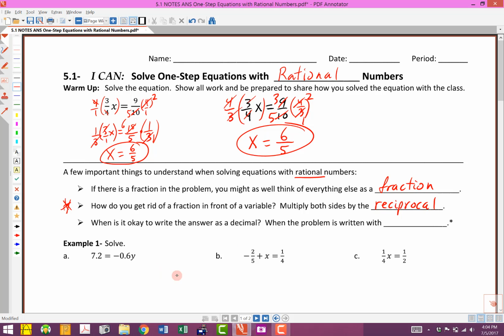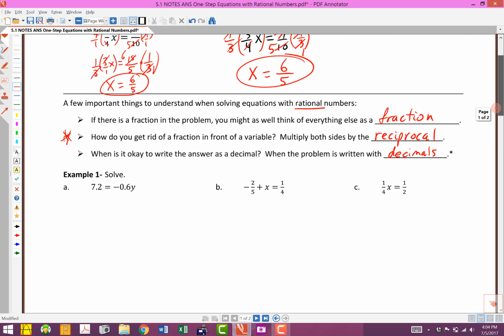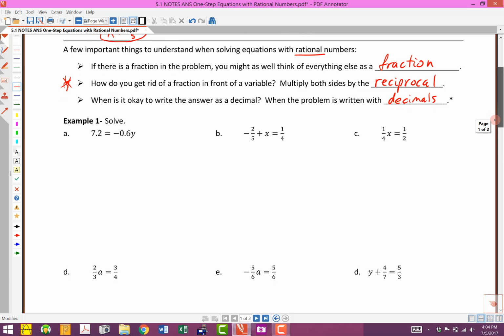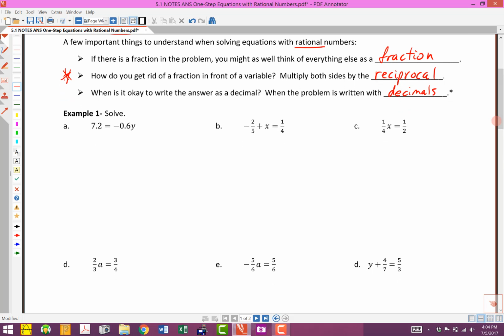So you'll notice that several of these problems down here, some have decimals, some have fractions. It's okay to write the answer as a decimal when the problem is written with decimals. Other than that, we really like writing things in terms of fractions. So make sure that the only time you're going to write the answer as a decimal is if the problem was written as a decimal.